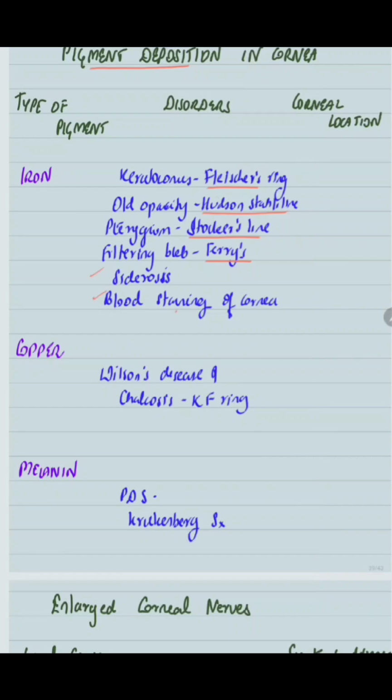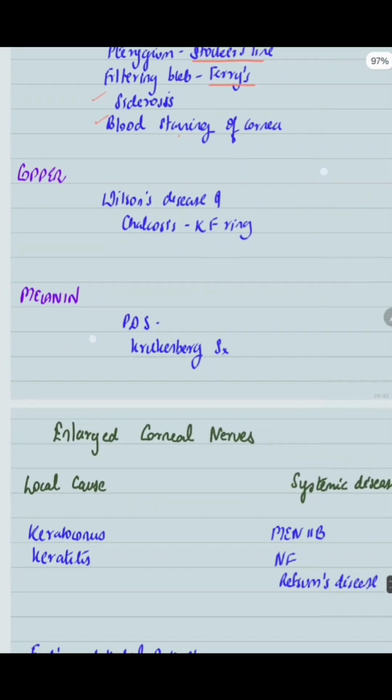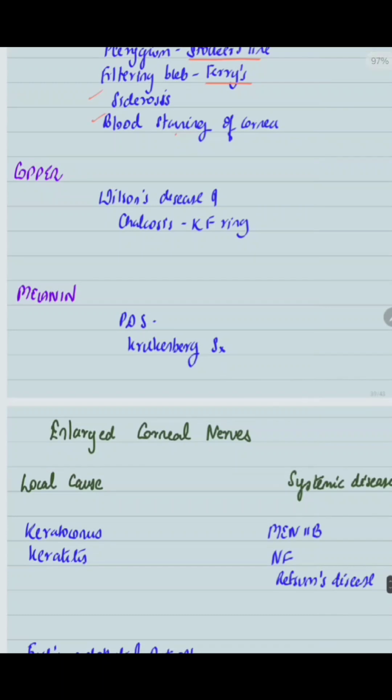These things you should remember. Keratoconus, Fleischer's ring. Old opacity, Hudson-Stahli line. Pterygium, Stocker's line. Filtering bleb, Ferry's line. Copper deposition is seen in Wilson's disease and chalcosis. Characteristically this is the case of the KF ring, that is Kayser-Fleischer ring.